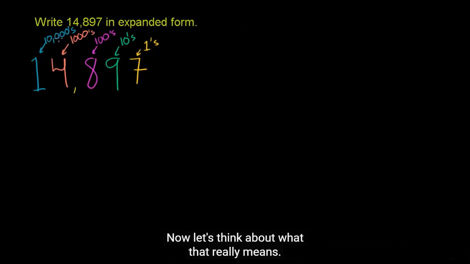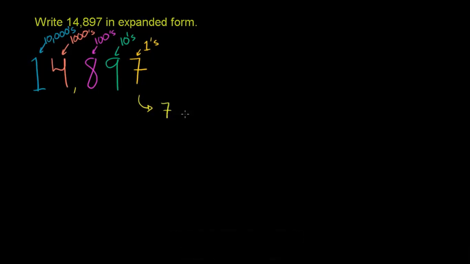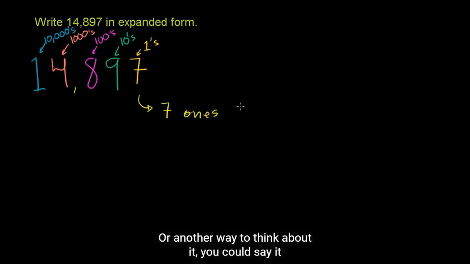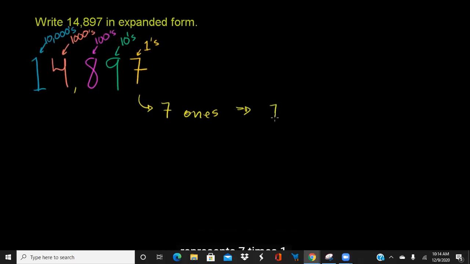Now let's think about what that really means. If this 1 is in the 10,000s place, that means it literally represents, well, I want to do this in a way that my arrows don't get mixed up. Actually, let me start at the other end. Let me start with the 7. The 7 literally represents 7 ones. Or another way to think about it, you could say it represents 7 times 1. All of these are equivalent. Now let's think about the 9.